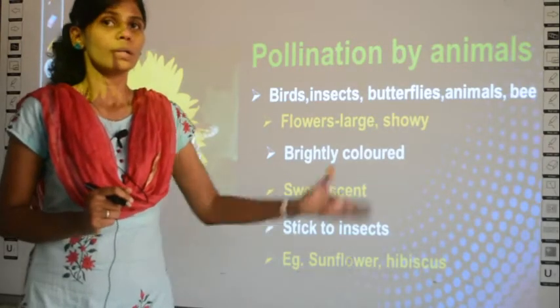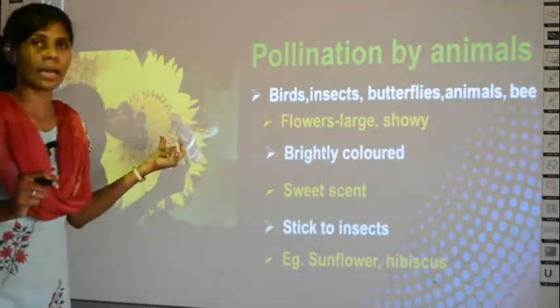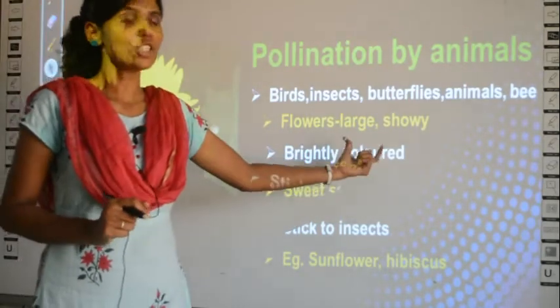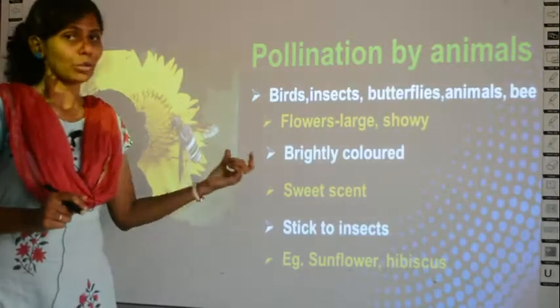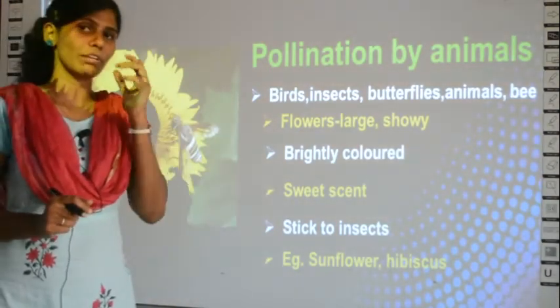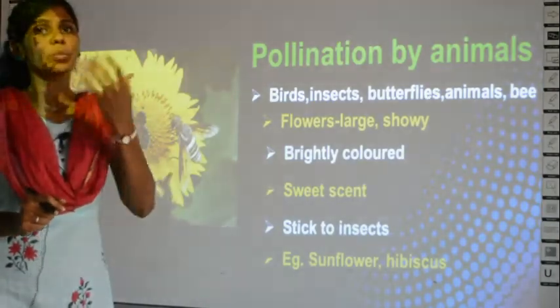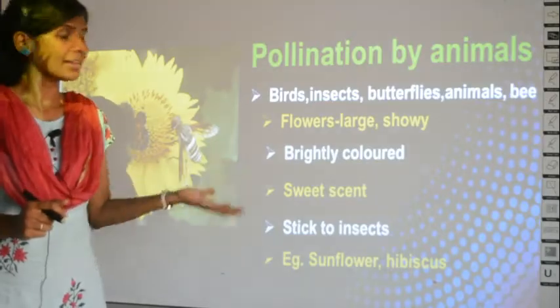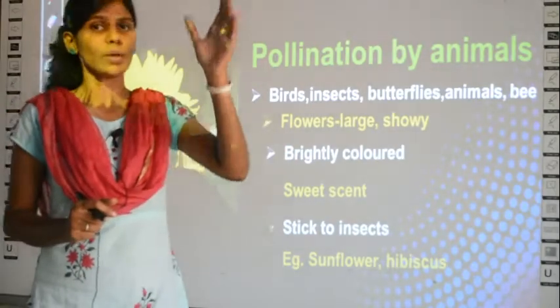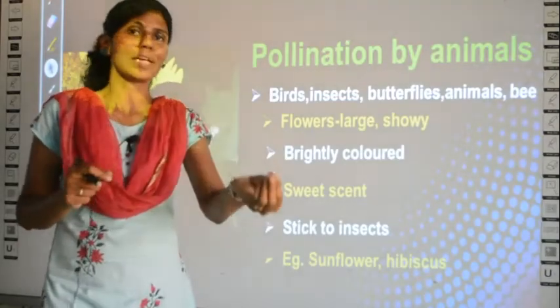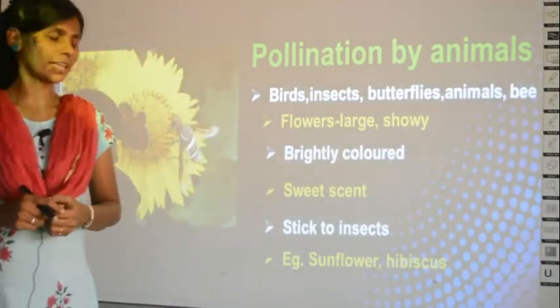What did I tell you? These insects or animals are generally attracted to brightly colored, large or showy flowers, and those which have a sweet smell. They get attracted and they go and sit on the flower. At that time the pollen grains accidentally stick on their body, and then when the insect goes to another flower, without their knowledge the pollen grains will be transferred to the stigma of the second flower.